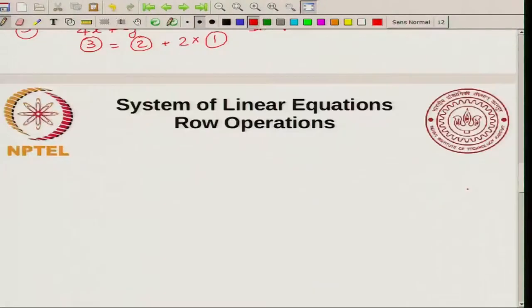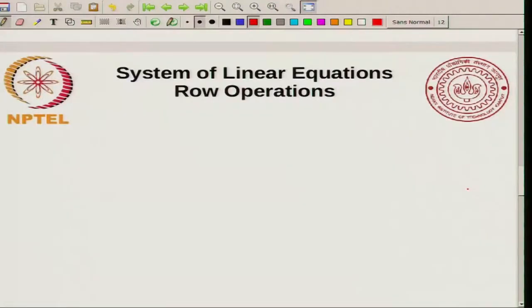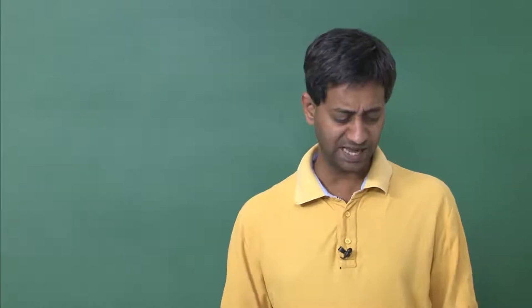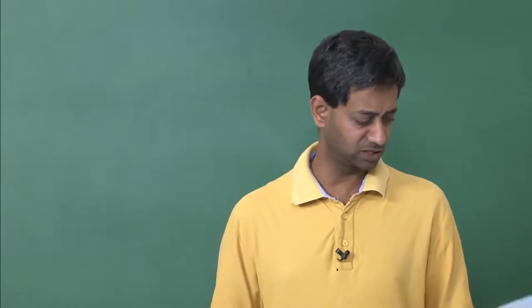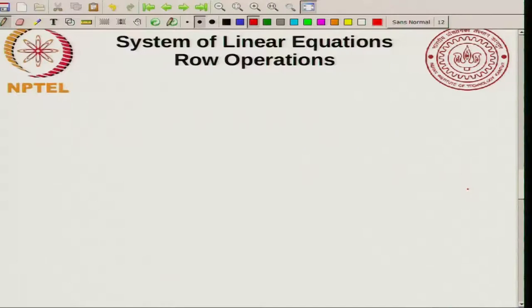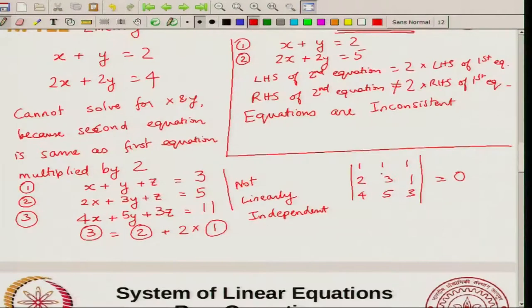Now, you can solve a system of equations using row operations. You do not need to use Cramer's rule, you can actually use row operations. So how would you do this? I'll show this with an example, and then you can do it for specific cases. So let's just take one of the examples that we had.